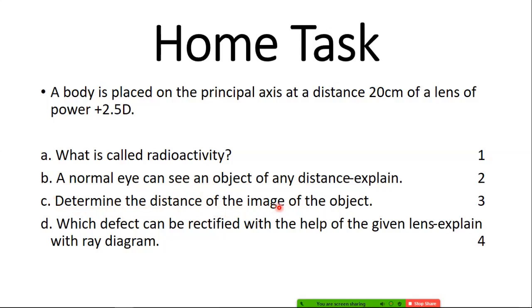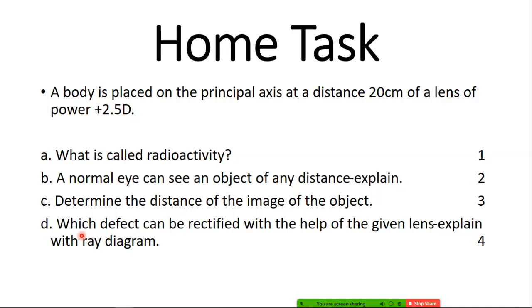Here we have to calculate the distance of the image. The value of p is given, and the value of u is given, because the distance of the object is given. We know that p is equal to 1 by f, so by using the value of p we can get the value of f. We have the value of u, and we know the equation 1 by u plus 1 by v is equal to 1 by f, and from this equation we can easily determine the distance of the image of the object. Here u is 20 centimeter, and by putting it in p equal to 1 by f we get f, and by using f and u we can easily get the value of v.